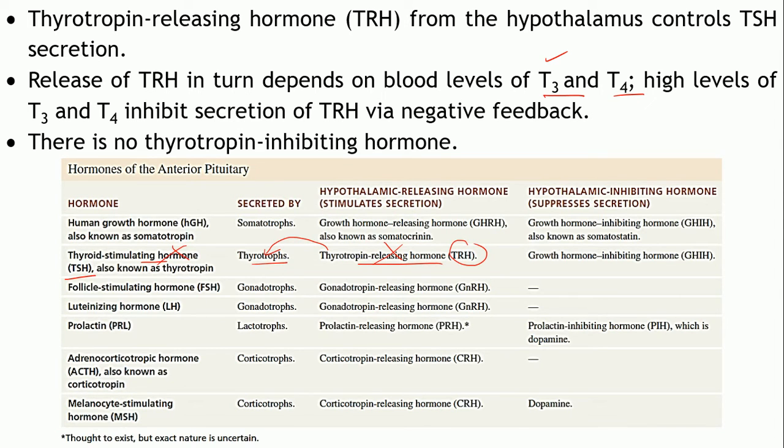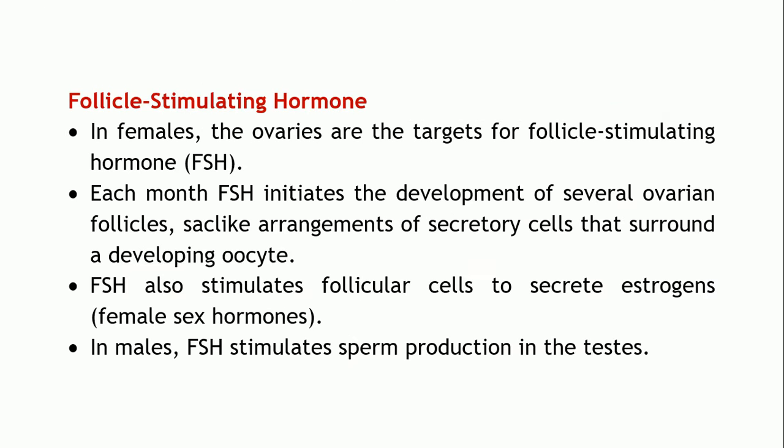There is no thyrotropin inhibiting hormone which is produced. To a certain extent, growth hormone inhibiting hormone is controlling this inhibition of the TSH.